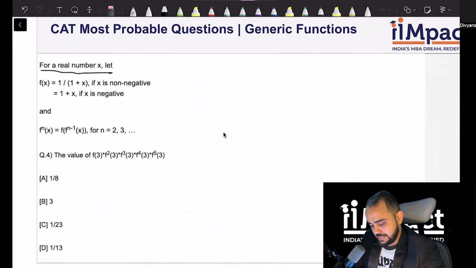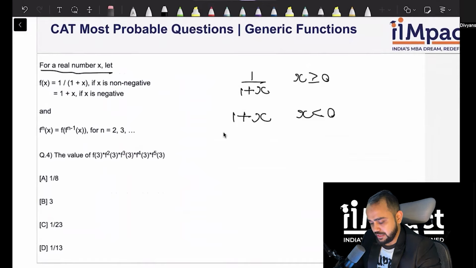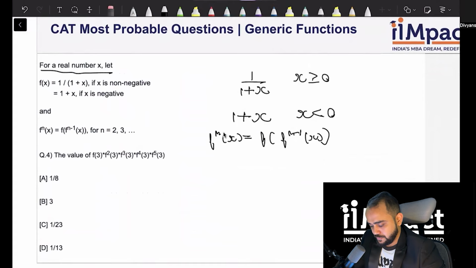For real number x, there are two definitions of f of x: 1 by 1 plus x if x is greater than or equal to 0, and 1 plus x if x is less than 0. They have also given me f of n of x is equal to f of n minus 1 of x. So now they're asking me for f5 of 3.